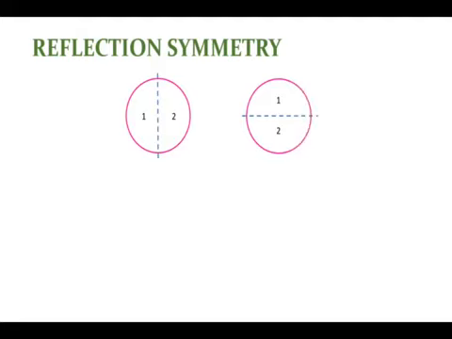Reflection symmetry. A crystal is said to possess reflection symmetry if there exists a line or a plane which divides the crystal into two identical halves which are mirror images of each other.